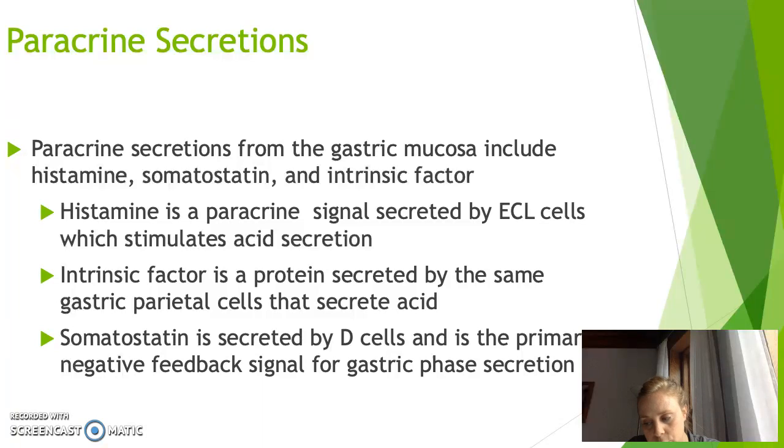The final paracrine secretion, which I'll discuss, is somatostatin, also known as the hypothalamic growth hormone inhibiting hormone. It is secreted by D cells in the stomach, and somatostatin is the primary negative feedback signal for the gastric phase of secretion, making it a very important part of this. It shuts down acid secretion both directly and indirectly by decreasing gastrin and histamine secretion. Somatostatin also inhibits pepsinogen secretion additionally.